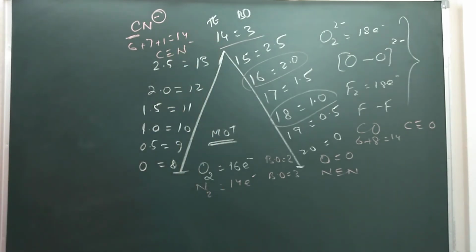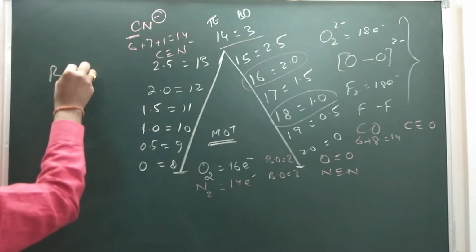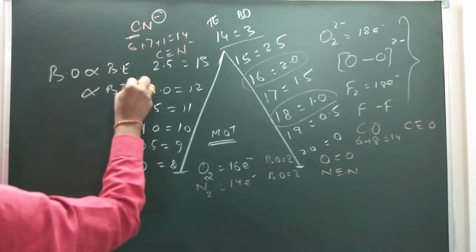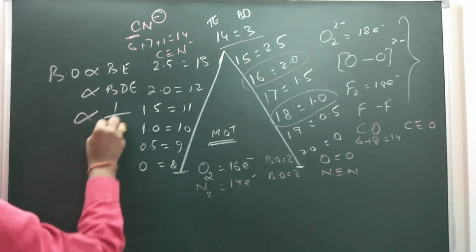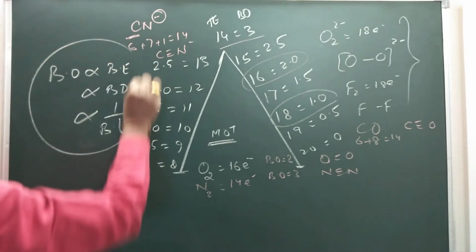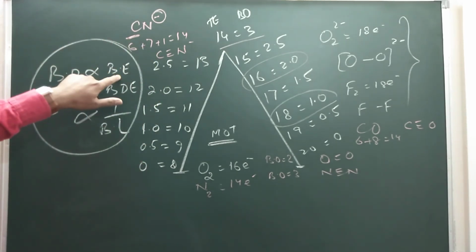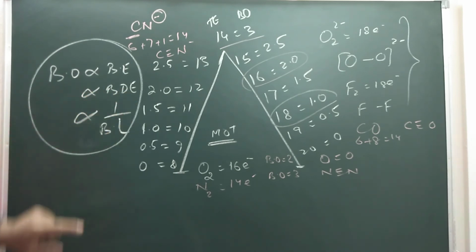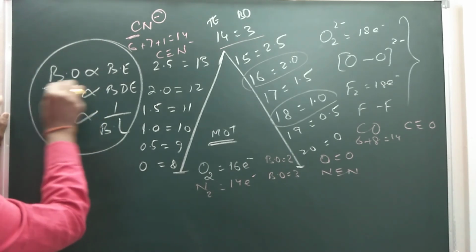Based on this, keep in mind that bond order is directly proportional to bond energy, directly proportional to bond dissociation energy, and inversely proportional to bond length. Based on this, many questions have been asked in IIT. So keep this in mind.